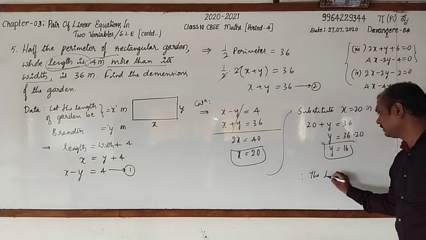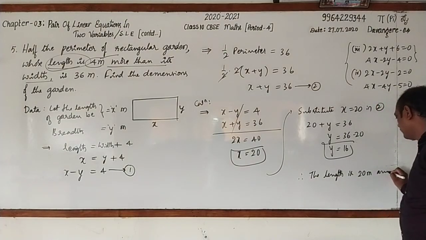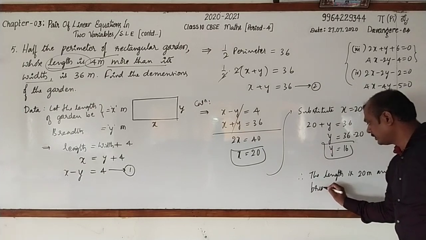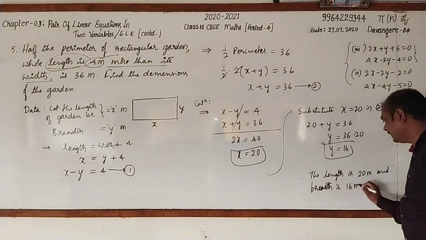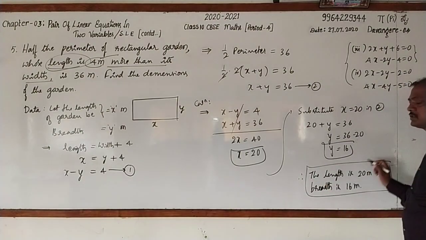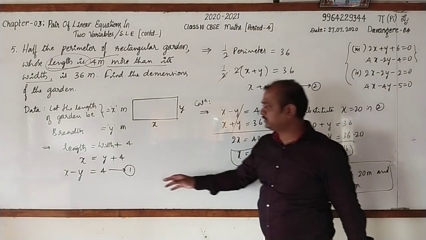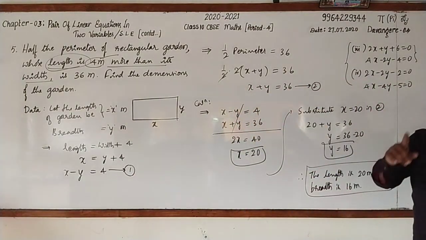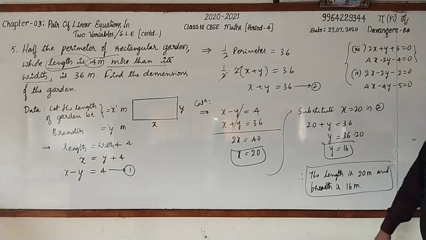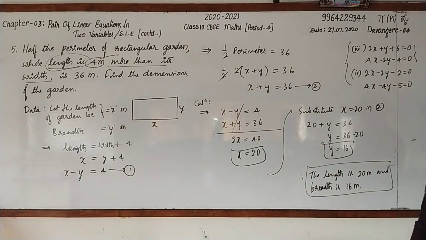Therefore, the length is 20 meter and breadth is 16 meter. Hope that you have understood. If you want to find it using a graph, you will find the coordinates of the first equation as well as the second equation, draw them, and the lines will intersect at 20, 16. Please do remember that.